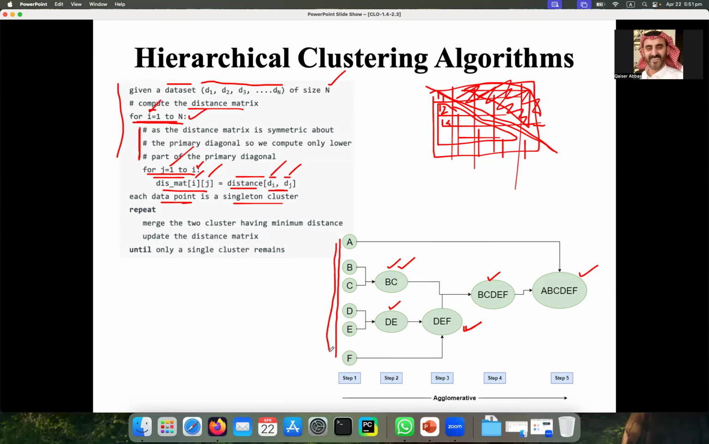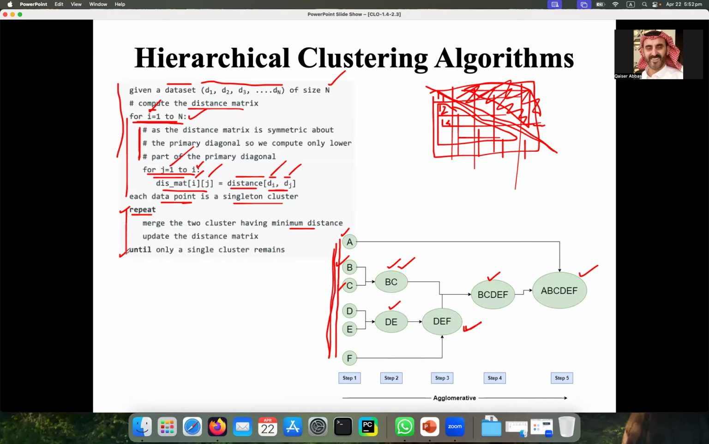This is what I was describing. Initially you have singleton clusters. Then you have this loop, repeat until. Initially, what you are doing is merging the two clusters having the minimum distance. After doing that, all the distance values are calculated.